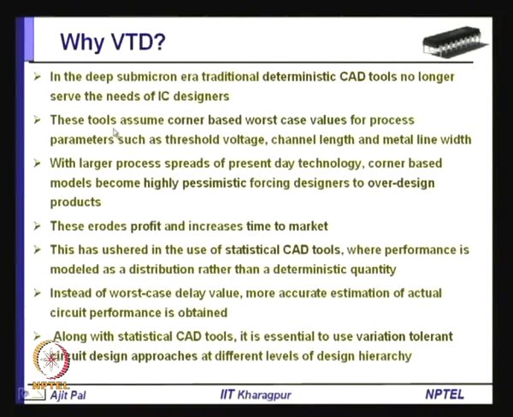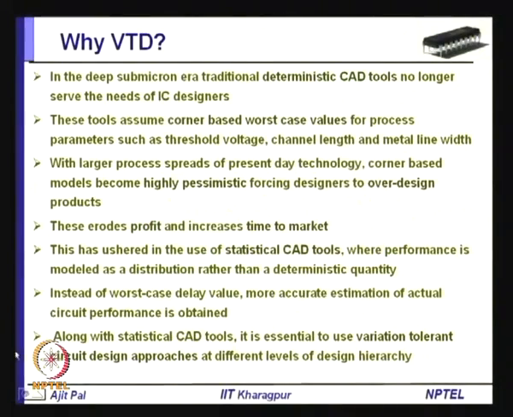And obviously, these tools assume corner based worst case values. That means, they will identify the worst possible delays, worst possible power dissipations, and they will find out the worst case corners for process parameters such as threshold voltage, channel length and metal line, and based on that they will do the design. And with larger process variations of present day technology, corner based models become highly pessimistic, forcing designers to over design the products.